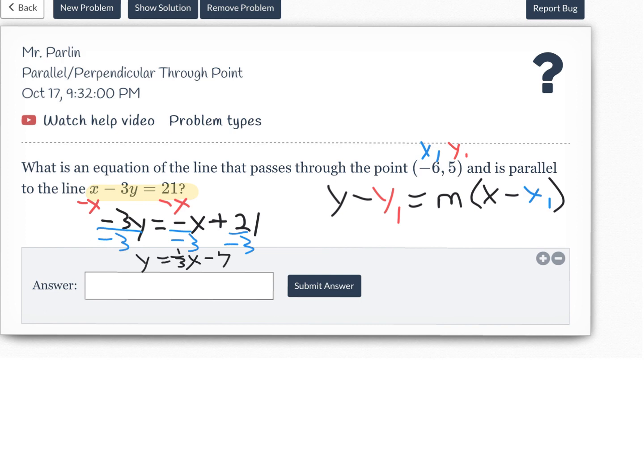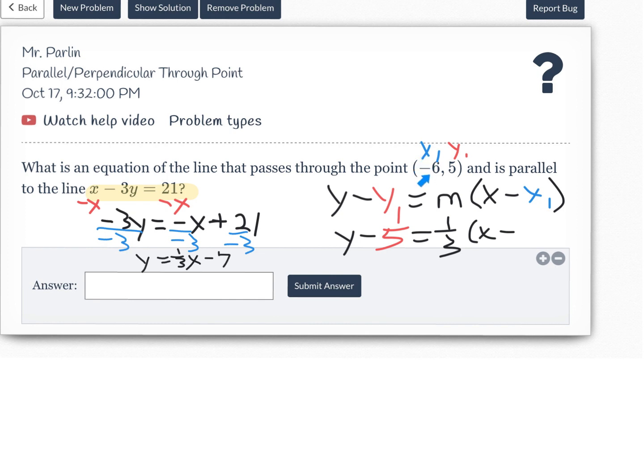Well, we just plug in our numbers. We have a 5 for y1, so it's going to say y minus 5 equals, we know our slope is 1/3, and then our x1 is minus 6, so it's going to be minus 6. So our answer is going to look like this: y, and then minus 5. Actually, the minus is part of the formula, so I'm just going to write that, and then I'm going to plug in my y1 equals, my slope is 1/3. I got that from over here. And then my parentheses, x, and then minus.